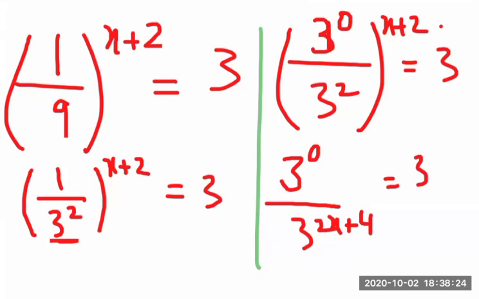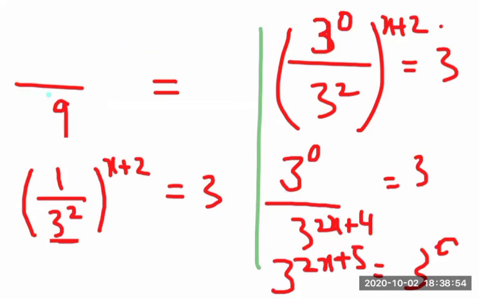So what's the answer? 2x plus 5 equals 0. You're multiplying them, so you add all the powers. 2x plus 5 is equal to 3 to the power 0. We can cancel out the bases. And then you're saying that 2x plus 5 is equal to 0.